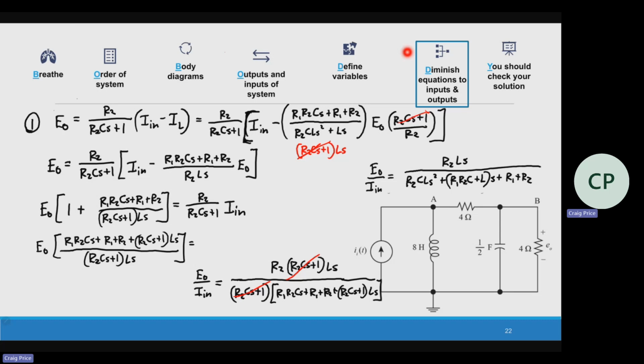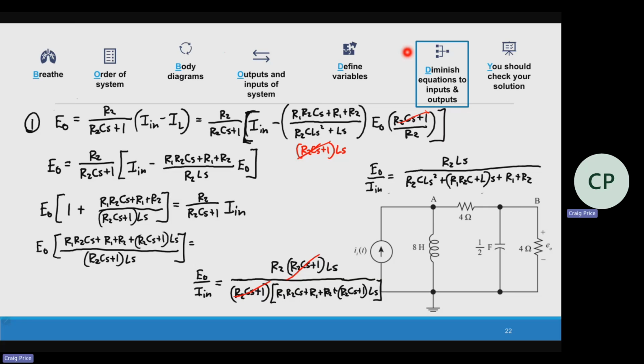Yeah, you had a question? Well, you can break this denominator into R2CS plus 1 times LS. So that's where you get the S squared. So, yeah, kind of complicated.